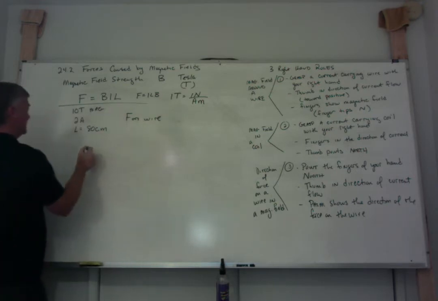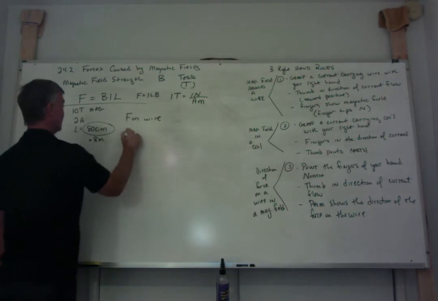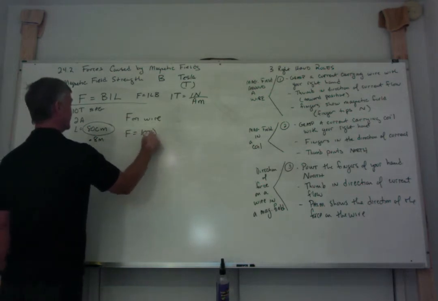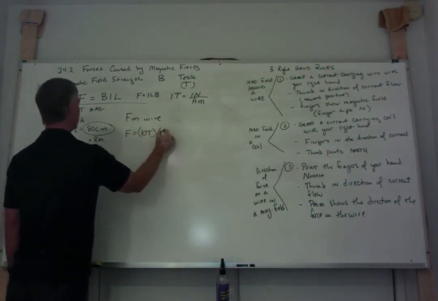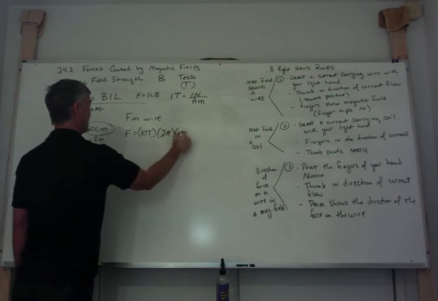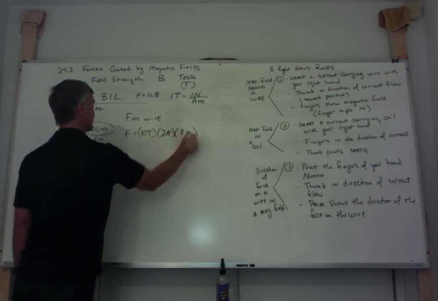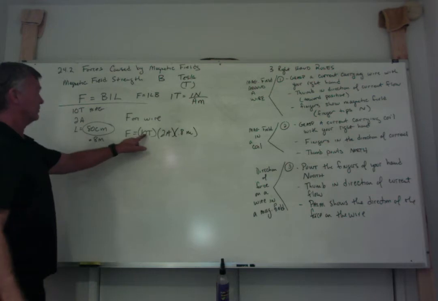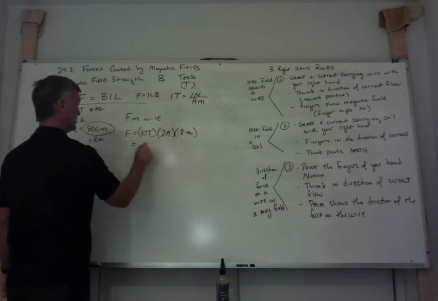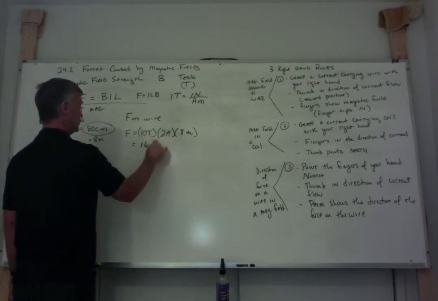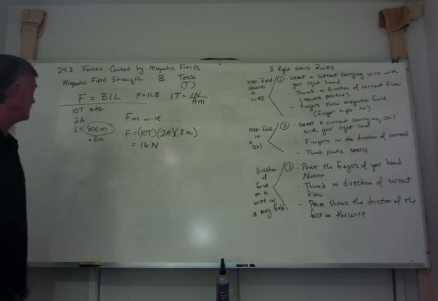Well, we just plug in the numbers. The one thing is that the length has to change to 0.8 meters, and the force then would be 10 Teslas times 2 amps times 0.8 meters. And this is really newtons divided by amp meters, 20. This would be 16 newtons on that little wire.